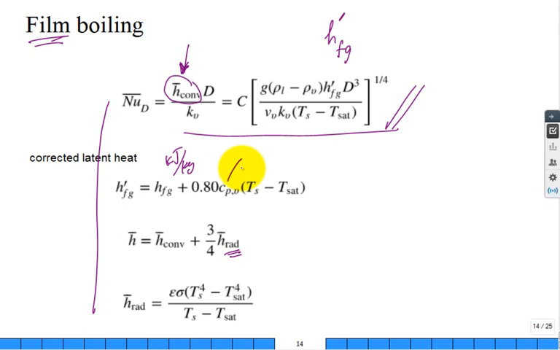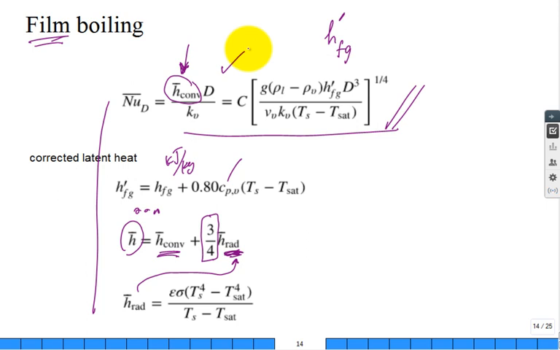All right. Then there's some discussion in the textbook. I'm not repeating it all. But to get an average H, which is a combination of the convective and a radiative component, you would calculate a radiative component multiplied by 3/4. Don't ask me why. It's experimentally justified. Add it to the convective from this correlation, and then you have an H.